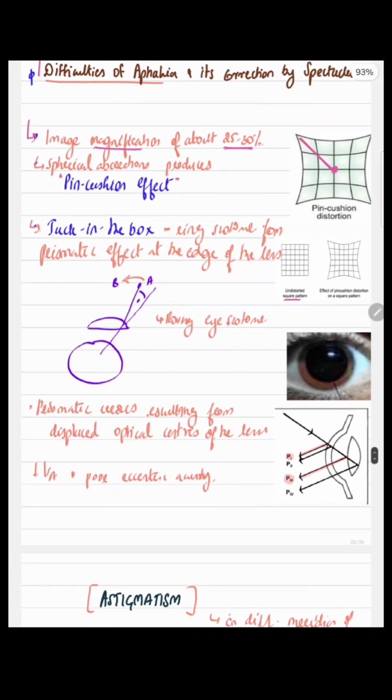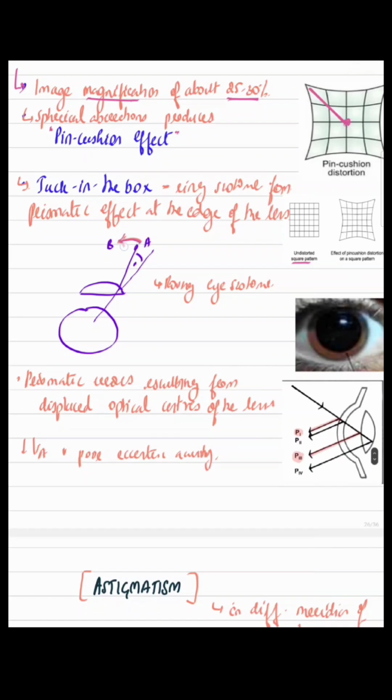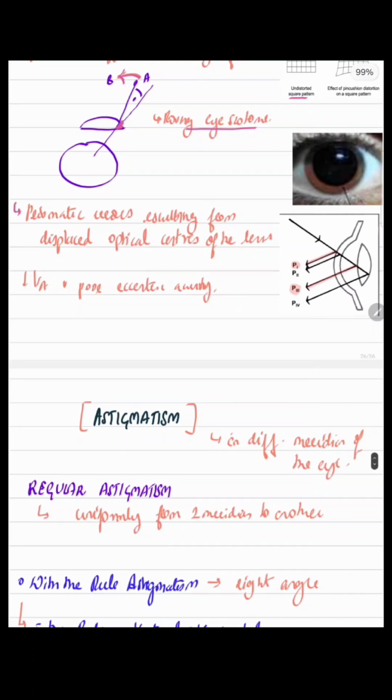Then there is something known as Jack-in-the-box phenomenon. Here a ring scotoma moves in the opposite direction of the eye movement. When the patient moves towards A, the ring scotoma moves towards B. It is produced from the prismatic effect from the edges of the spectacles. It is also known as roving ring scotoma. Then the patient can have prismatic errors resulting from displaced optical centers of the lens, and the patient can have reduced visual fields and poor eccentric acuity.